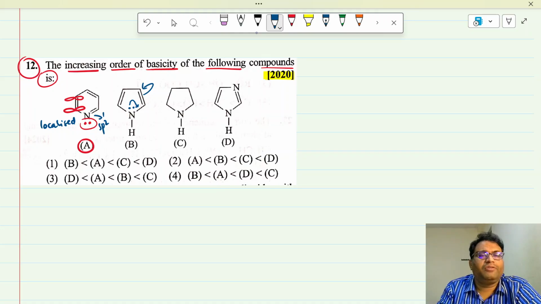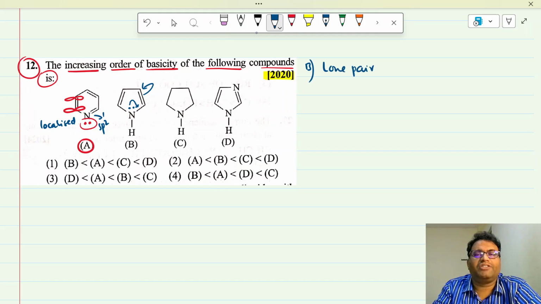Here, in the B molecule, if you see, the lone pair is involved in resonance, and that leads to aromaticity. Already we have discussed this molecule is involved in aromaticity, as well as resonance.